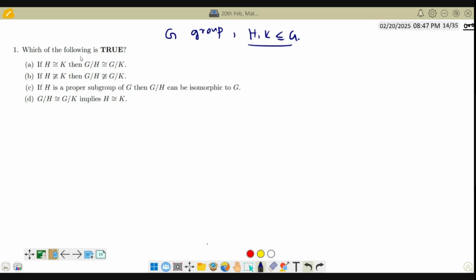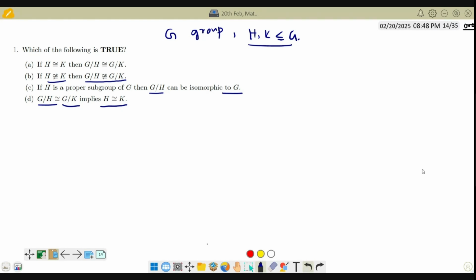Or another option: if H is not isomorphic to K, will it imply that G mod H can't be isomorphic to G mod K? Suppose H is a proper subgroup of G, then can you say that G mod H is isomorphic to G? And the converse: if G mod H is isomorphic to G mod K, will it imply H is isomorphic to K? Sir, is G finite? G is any group, finite or infinite, nothing is mentioned for G.